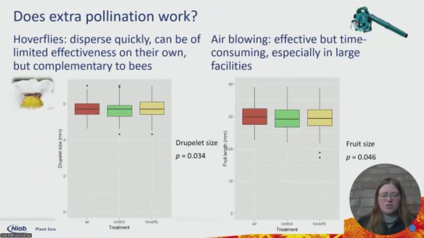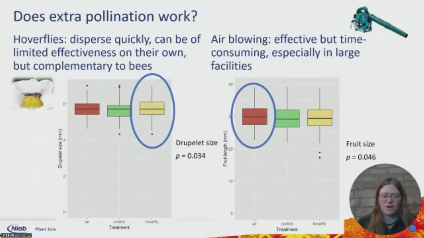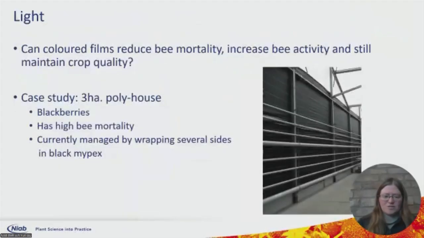And we know that some of these additional strategies can be effective because in a blackberry commercial scale facility, we did some areas where we added additional hoverflies, others where we added air blowing and looked at the impact on the fruit. And where the hoverflies were deployed, we saw a small but significant increase in drupelet size. So that's plumper blackberries that look more appealing. And where we added air blowing on top of the existing Bombus terrestris pollination throughout the facility, we saw a small but significant increase in fruit length. So that's filling your punnets quicker. So there are definitely benefits from adding in more diverse pollination options within your systems.